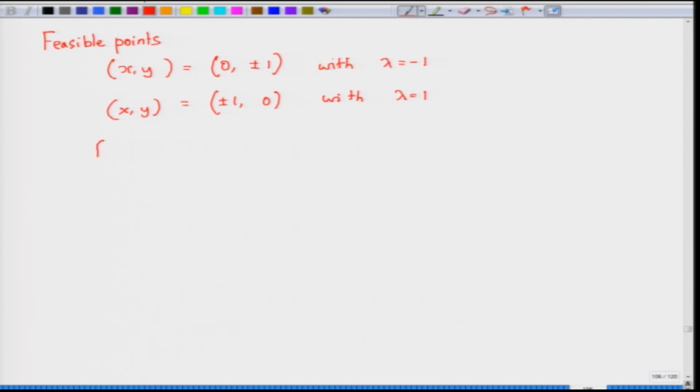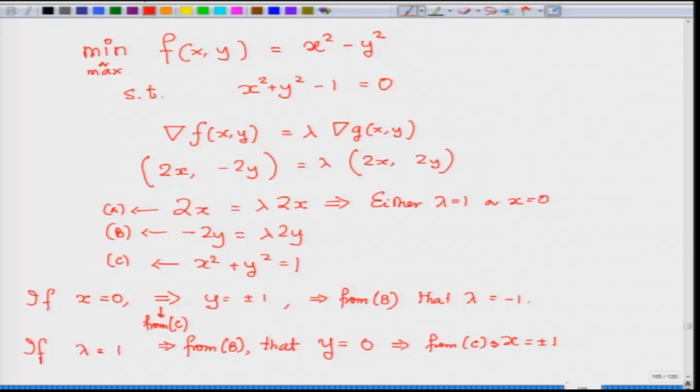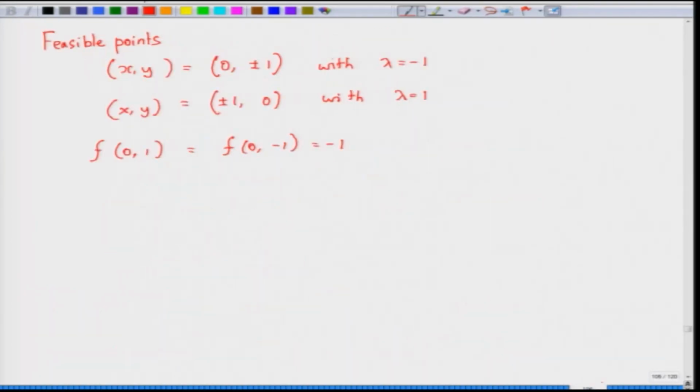Now, interestingly enough, f of 0 1 is equal to f of 0 minus 1 is equal to minus 1, if you look at the function value, and f of 1 0 is equal to f of minus 1 0, which is 1. So, you know which are the values which are maximizing, which are minimizing.